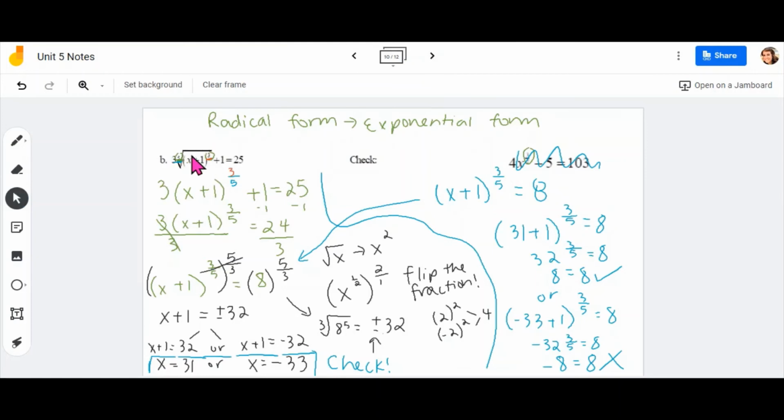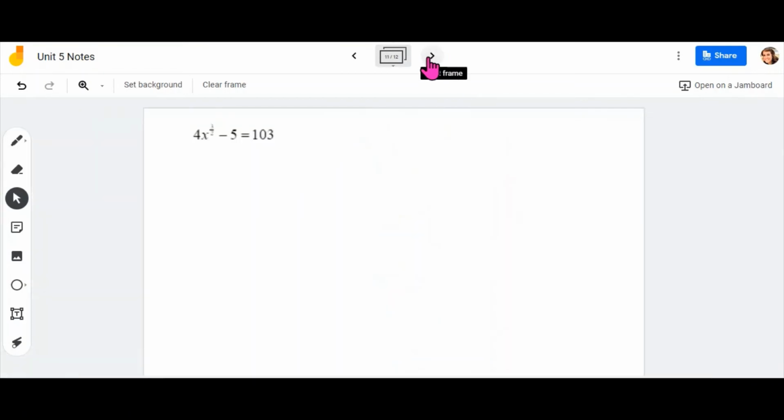So we noticed in this problem we had a radical to begin with, so we needed to change it to exponential form. Sometimes we might solve equations that don't have the radical, but we'll notice they have a rational exponent. So what we want to notice is if the exponent is a fraction, then this is going to lead us to needing to do the flip the fraction thing.